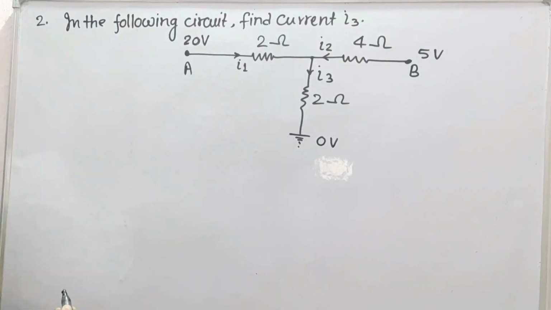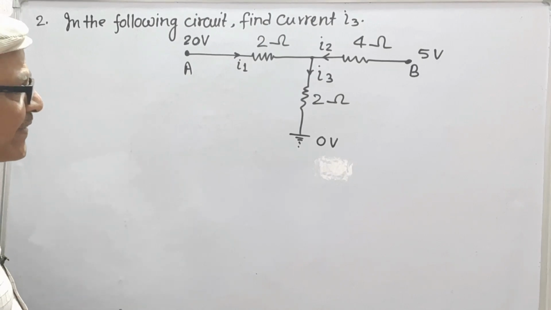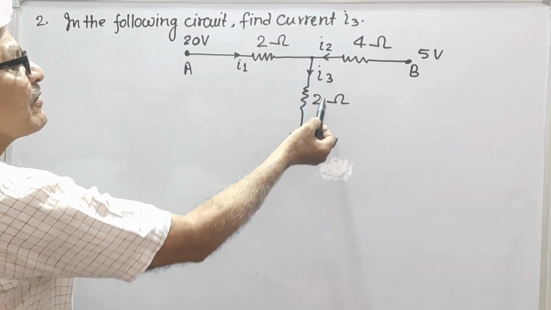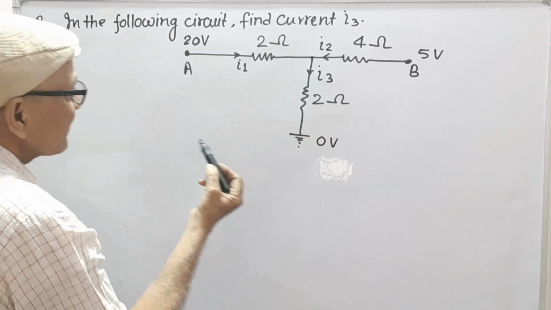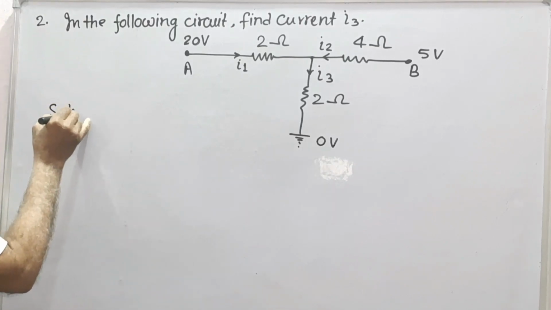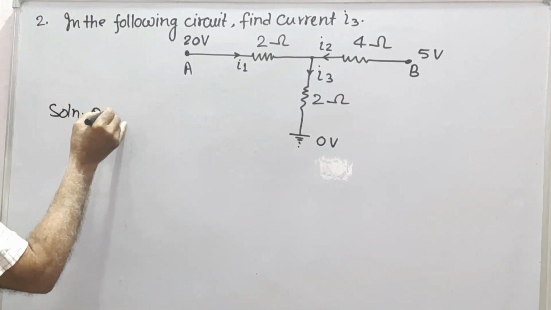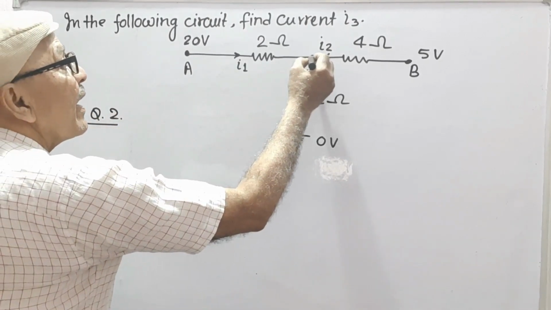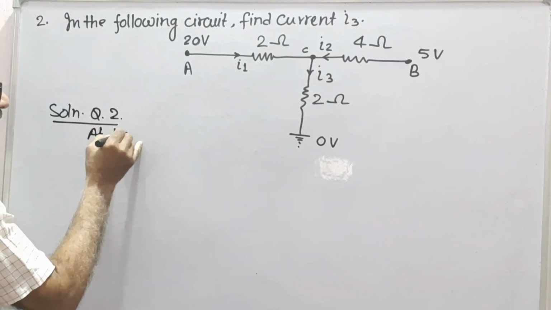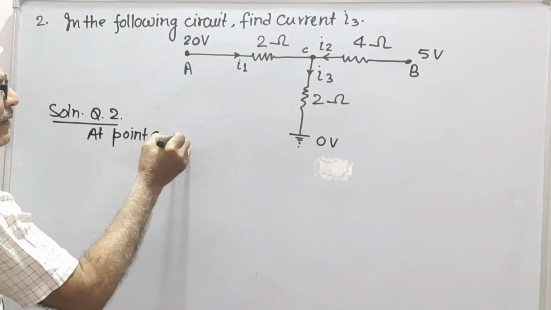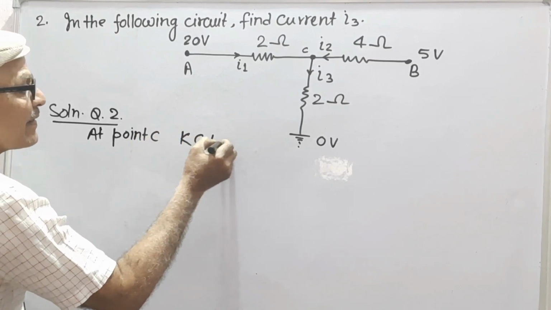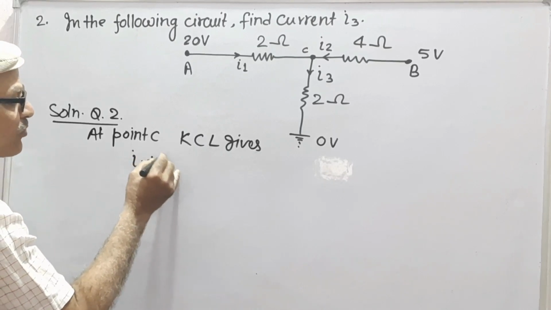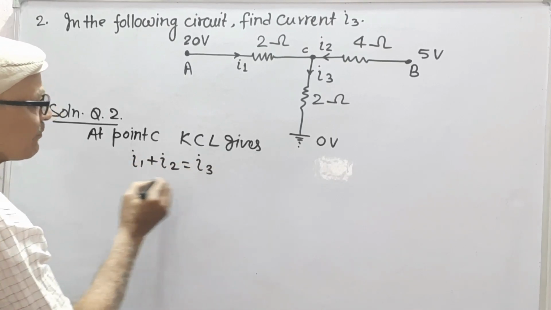The question is, in the following circuit find current I3. This is the circuit in which we have to find the current I3 flowing in this resistance. Now solution to question 2. At point C, Kirchhoff's current law gives I1 plus I2 is equal to I3.